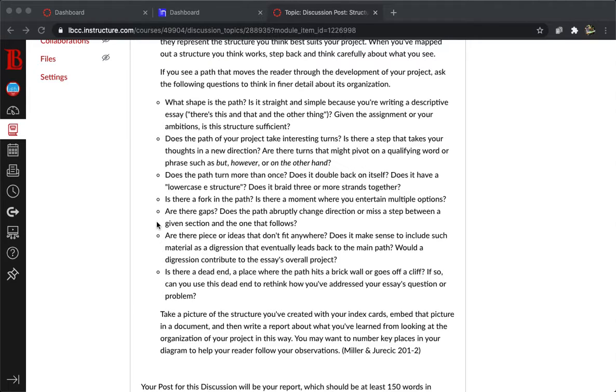Are there gaps? Does the path abruptly change direction or miss a step between a given section and the one that follows? So this is something that will help you determine if maybe you need to explain a point a little bit further, or maybe you need to build a bridge between one idea and the one that follows. If you're looking at the way you've laid out your cards and you're like, wait a second, how do I get from that point to this other one? That might be an instance where you need to pay closer attention as you're continuing on in your next draft, right?